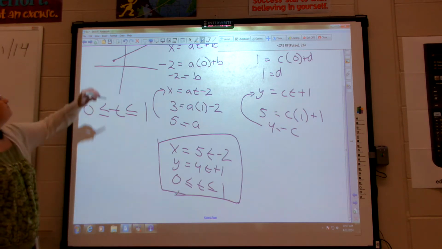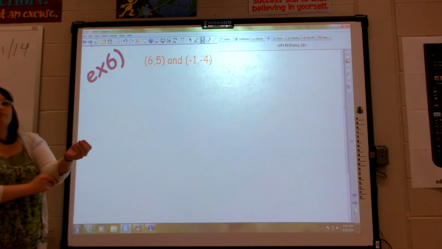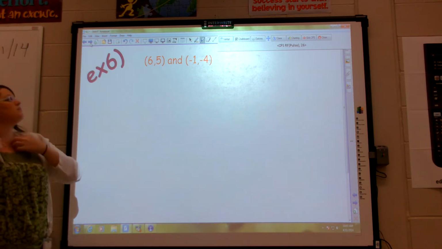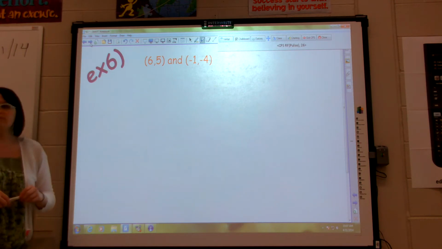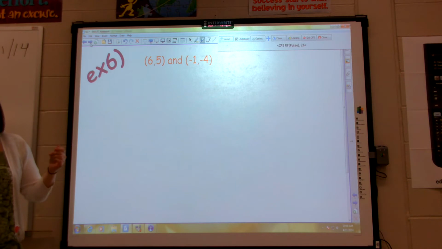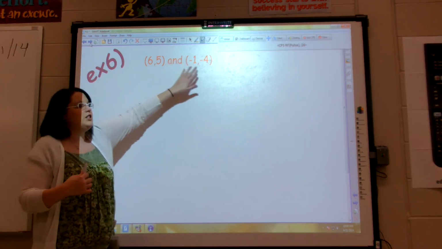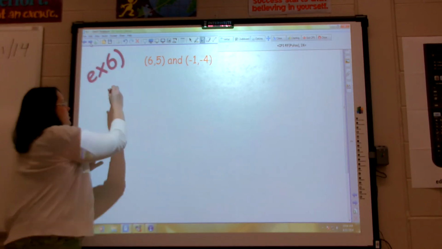Let's try another one. 6, 5, -1, -4. Once again, it's a line segment. They're all going to be line segments. That's all I'm giving you, line segments. Start and stop. So think about as your initial and your terminal, right? Okay. So let's set it up.